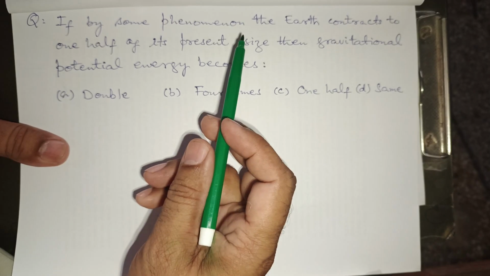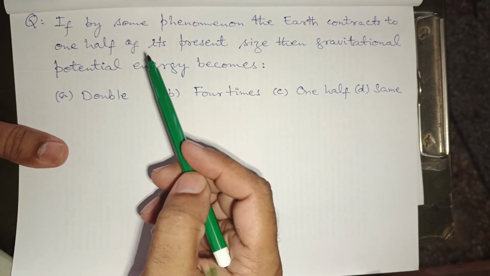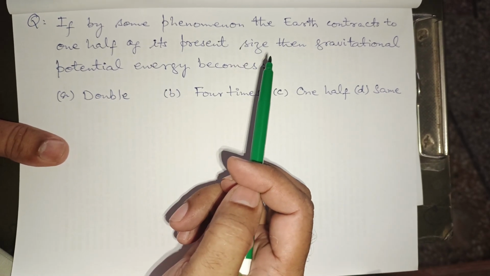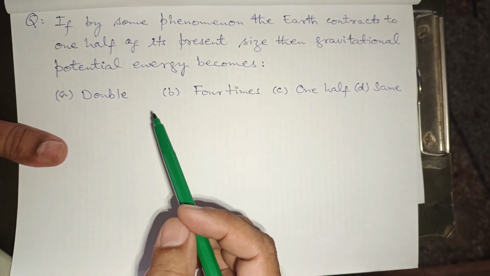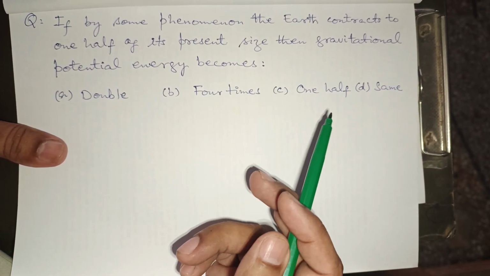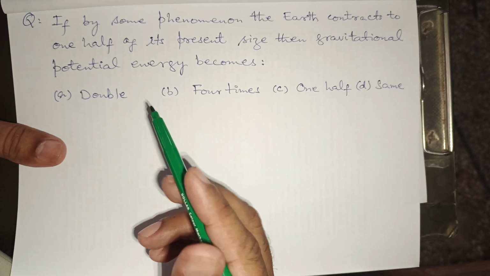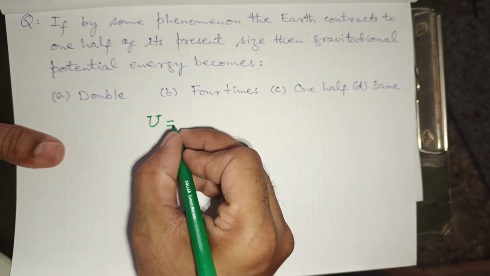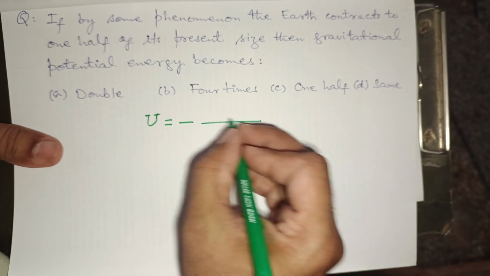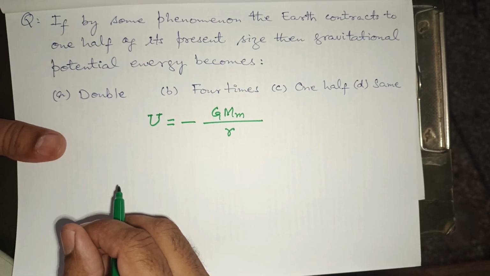If by some phenomenon the earth contracts to 1/2 of its present size, then gravitational potential energy becomes doubled, 4 times, 1/2, or remains the same. For this, first of all, you must know the relationship of the potential energy. In this case, we have potential energy U equal to minus GMm over R. This is the required relation.